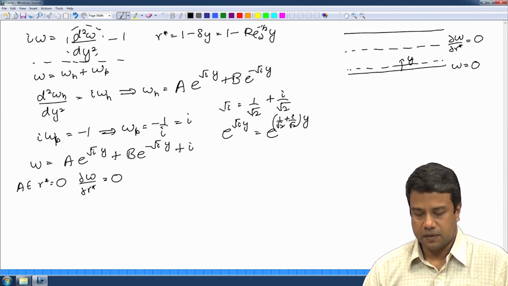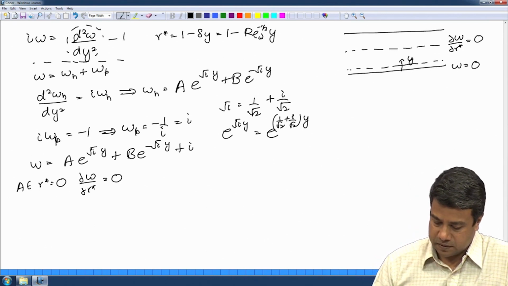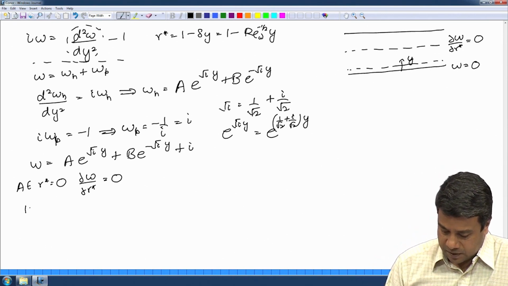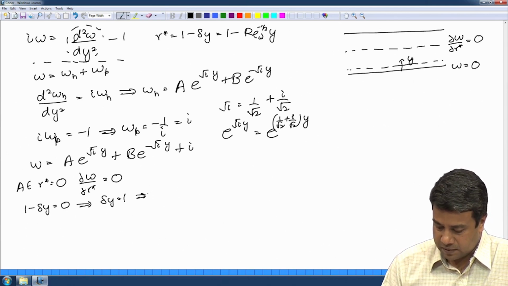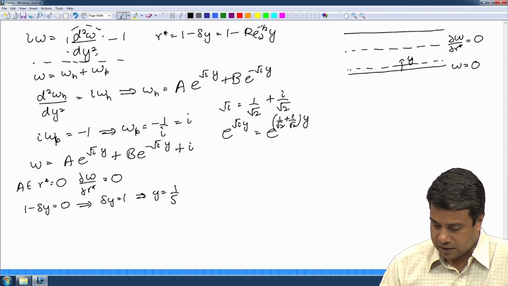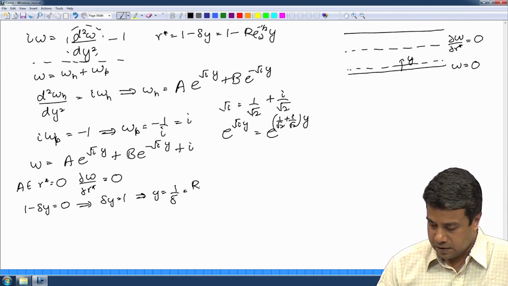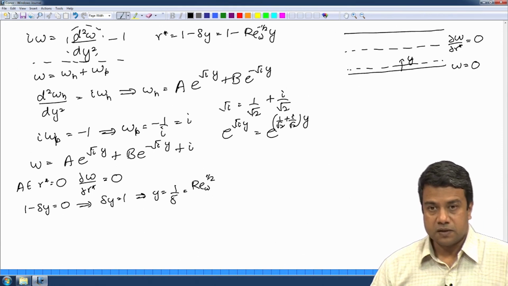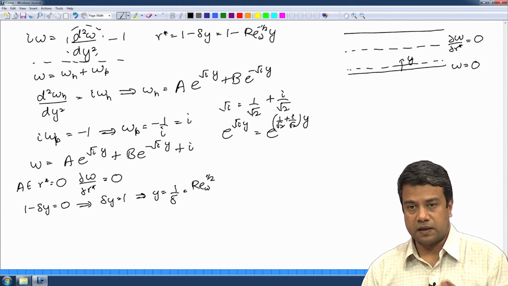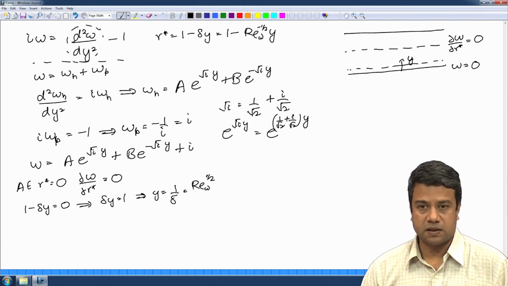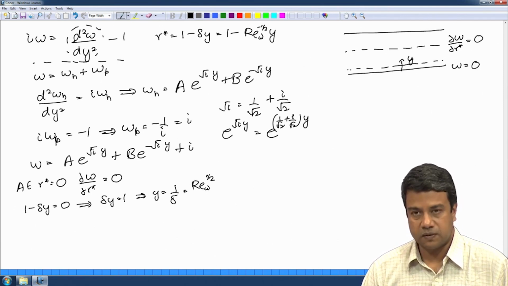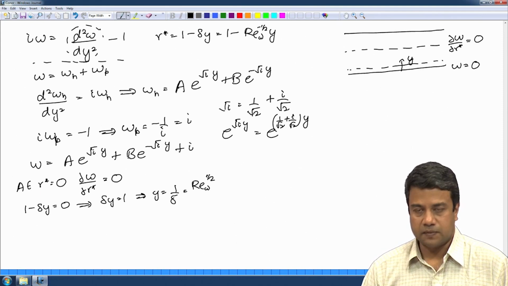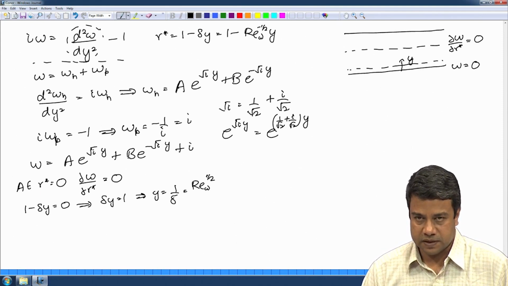Because r star equal to 0 corresponds to 1 minus delta y equal to 0, which is delta y equal to 1, which means that y is equal to 1 by delta, which is equal to Re_ω^(1/2). So, this corresponds to y going to infinity in the limit as Reynolds number is large and delta is small. In that limit, you require that the derivative has to be 0.